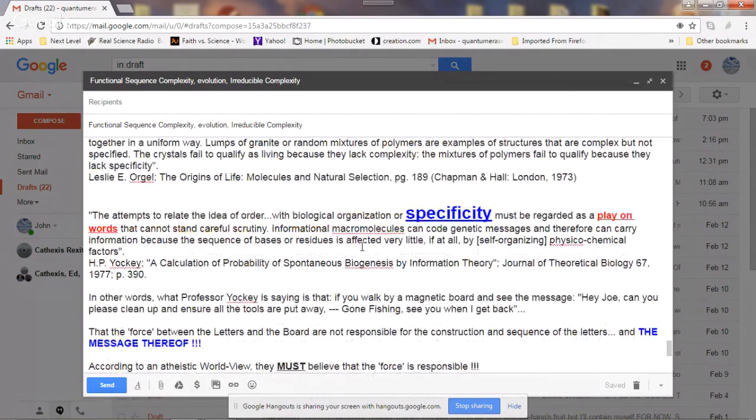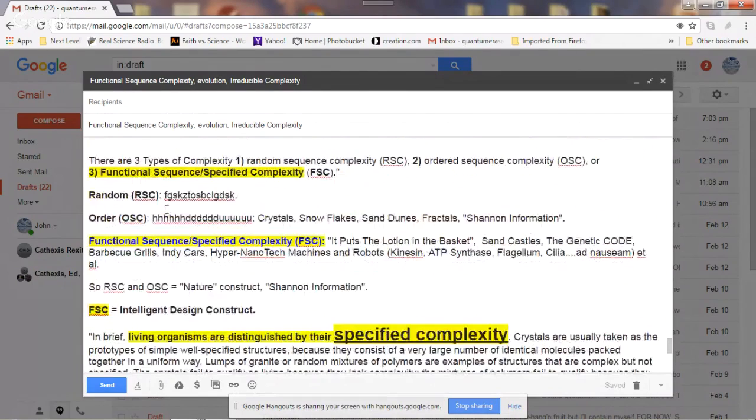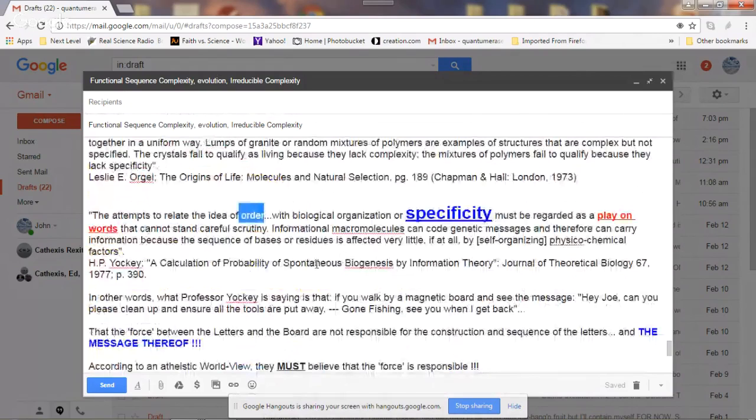From H.P. Yockey, the king of information theory: the attempts to relate the idea of order, remember we just talked about that before, ordered sequence complexity, with biological organization or functional sequence complexity or specificity, must be regarded as a play on words that cannot stand careful scrutiny. It's much less than that. Informational macromolecules can code genetic messages and therefore can carry information because the sequence of the bases and the residues is affected very little, if at all, by self-organizing physicochemical factors.